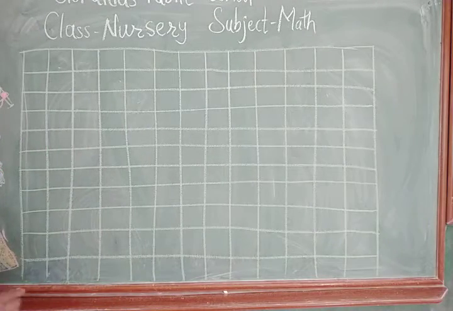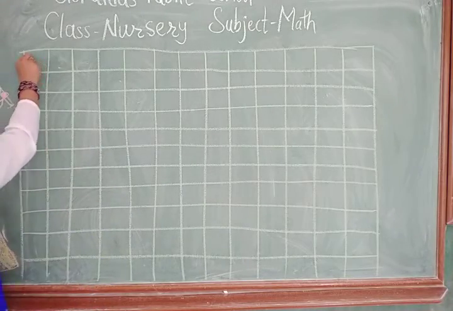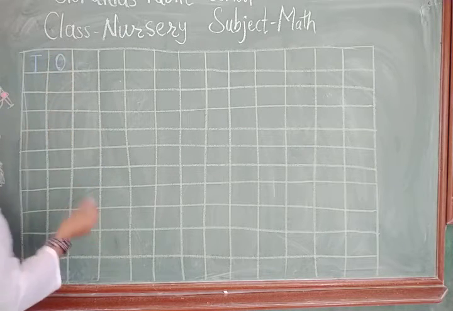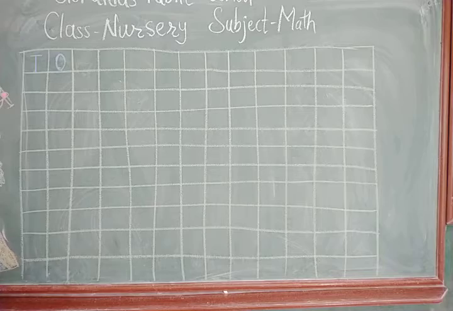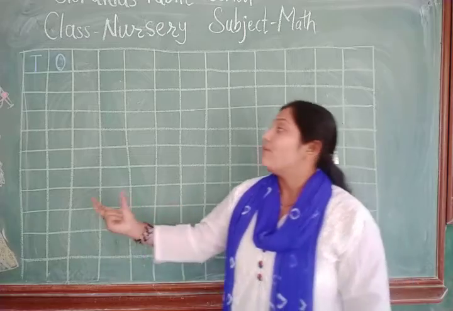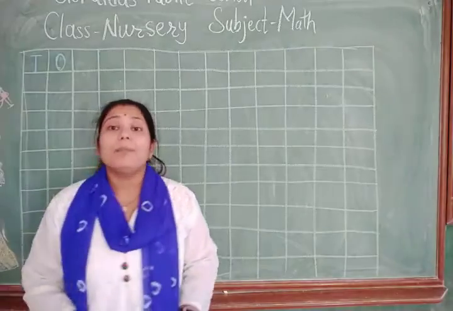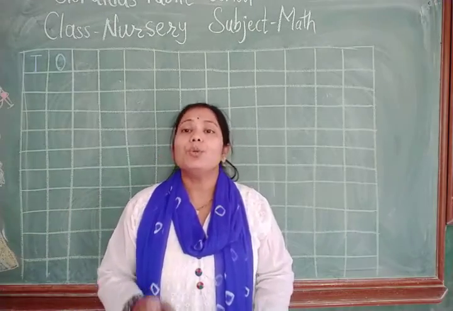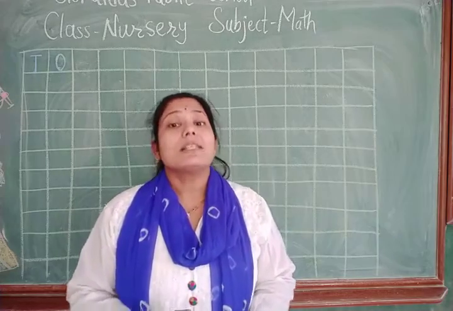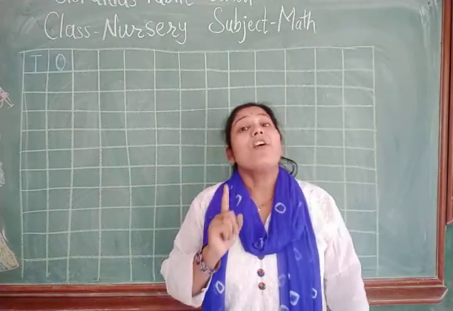First, we write T stands for tens and O stands for ones. We are writing numbers from 1 to 10 in the 1's and 10's columns. So kids, in the 1's column, we are writing numbers 1 to 9. And numbers 1 to 9 are single digit numbers. So we are writing numbers 1 to 9 in the 1's column.